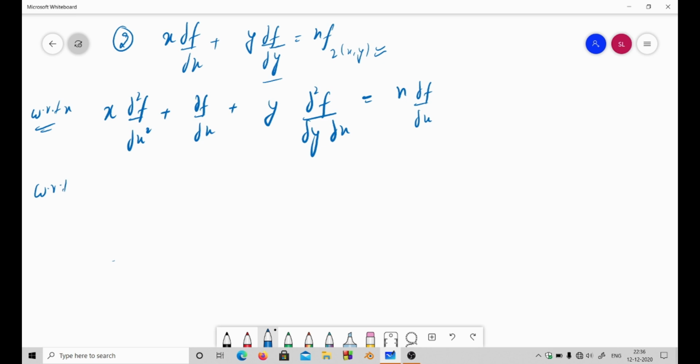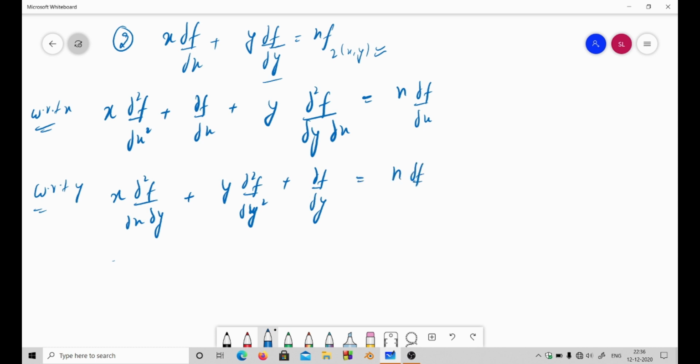Now with respect to y, x is constant, so del square f by del x del y remains, plus y as it is, del square f by del y square, plus y remains, del f by del y remains the same, and the derivative of y is 1, giving del f by del y. We were getting this.